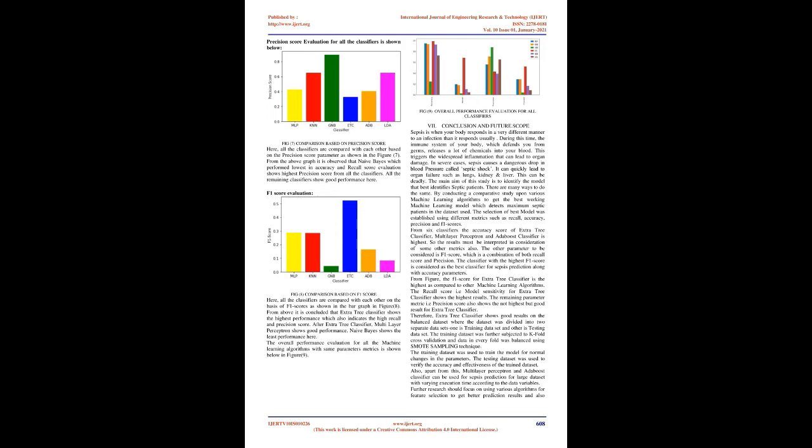Thus, based on the above terms, parameters like accuracy, recall score, precision score, and F1 score are calculated. Accuracy, the closeness of measurement results to the true value, is called accuracy. It is the most intuitive performance measure and it is simply a ratio of the correctly predicted observations to the total observations. It is given by the formula: Accuracy = (TP + TN) / (TP + FP + FN + TN).